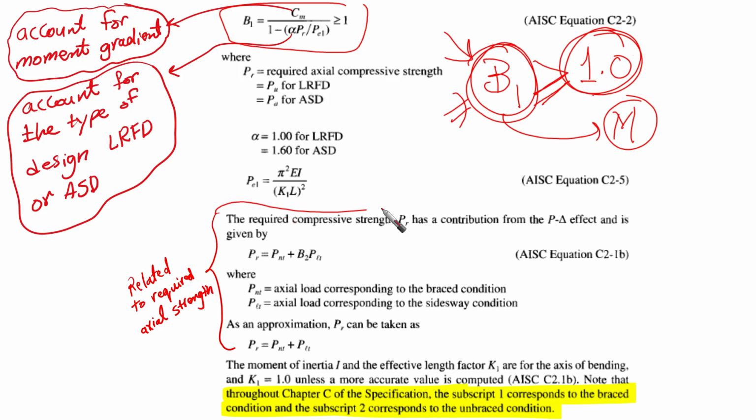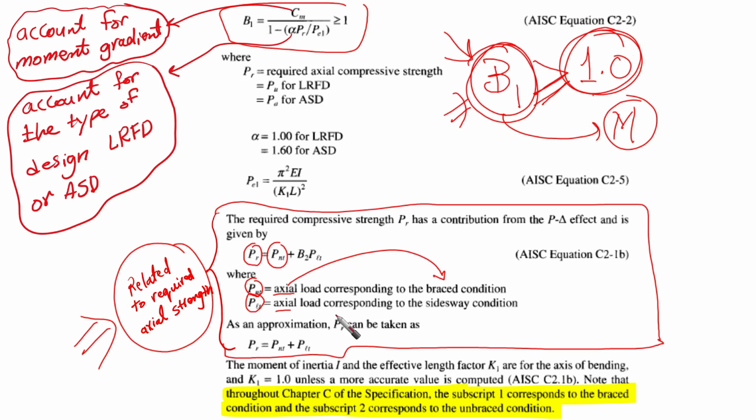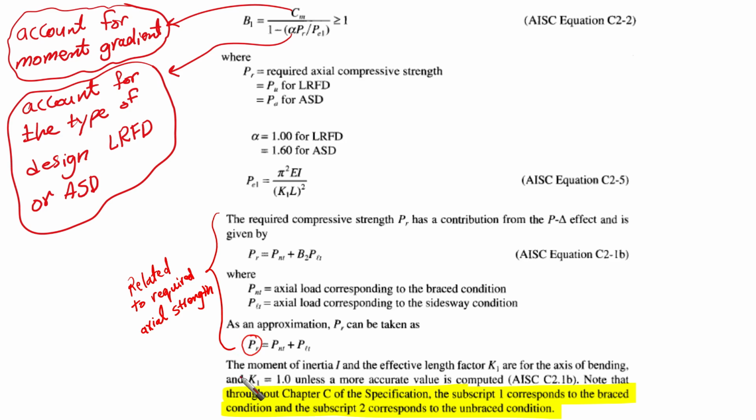After that, we are going to repeat the part related to the required axial strengths. Already I have mentioned it. So here, according to AISC, PR is going to equal PNT plus B2 times PLT. We know the meaning of PNT and PLT. The important thing is that both of them are axial loads. One is related to the braced condition, one is related to the unbraced or sidesway condition.